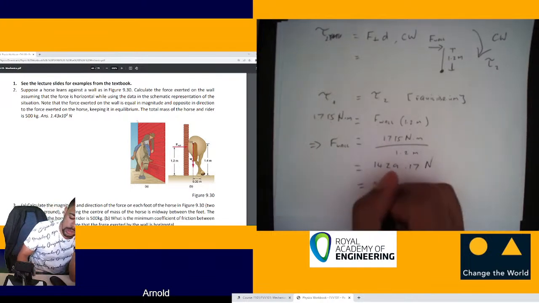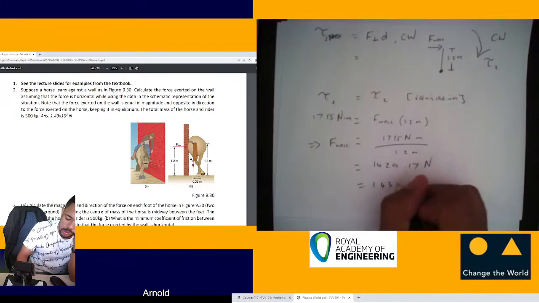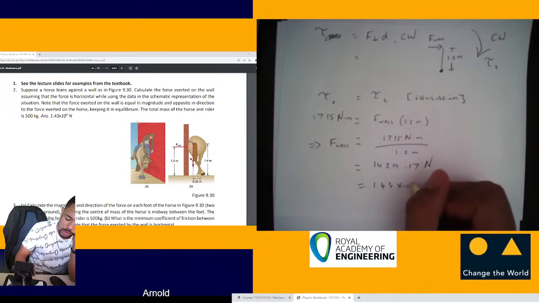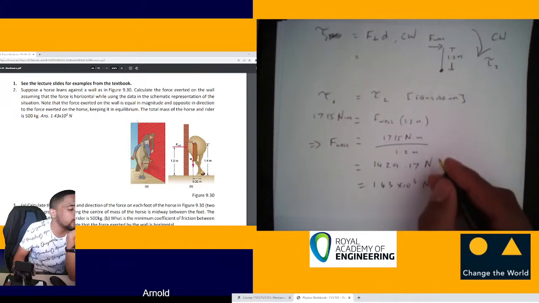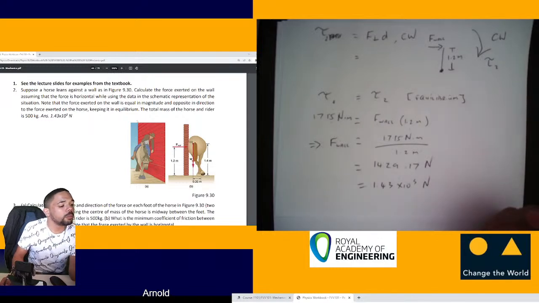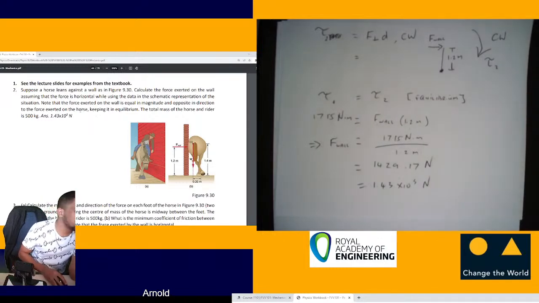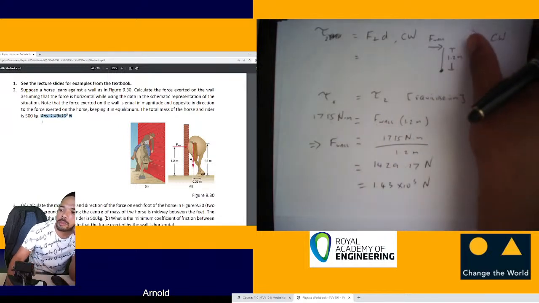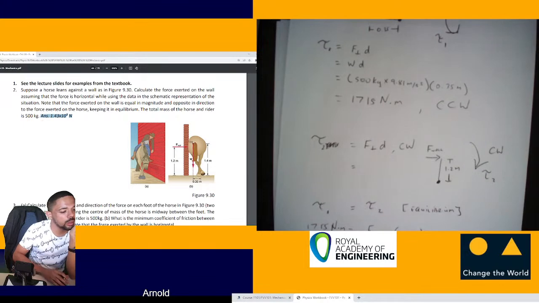and you can also write this as 1.43 times 10 to the 3 newtons, which is exactly what the answer in the book is. If you see there, that is what the answer in the book is. So we got the correct answer.